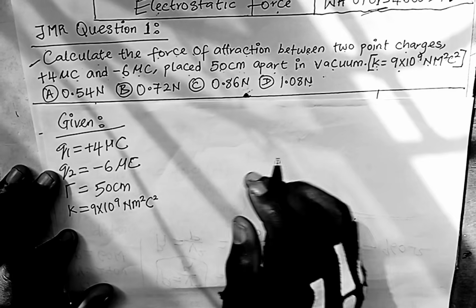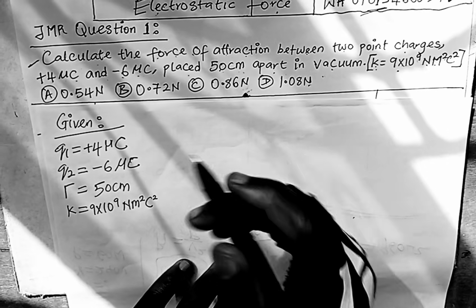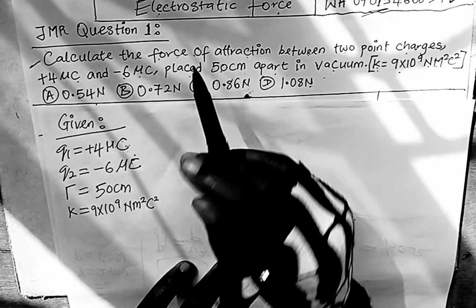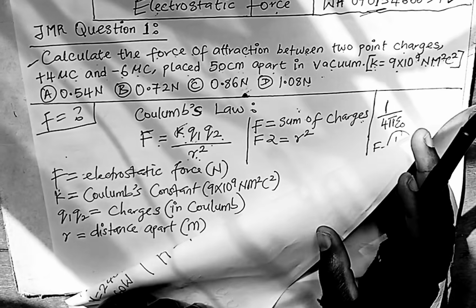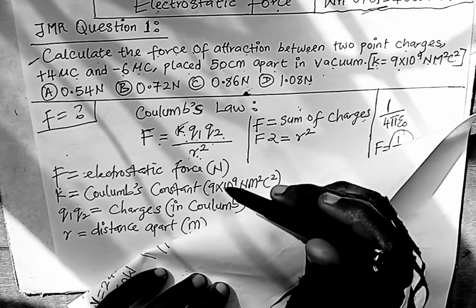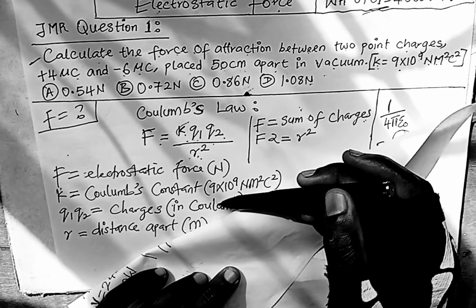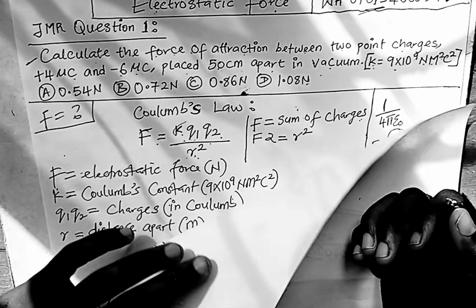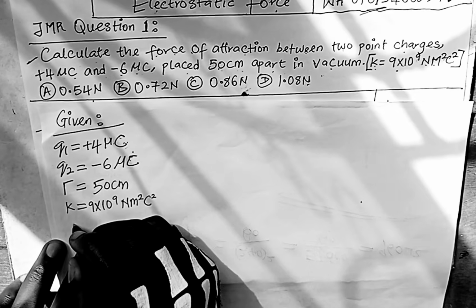All right, so if you look at this, it is a micro-coulomb, and all these are supposed to be in coulomb. Look at the charges, they should be in coulomb. Okay, so we have to convert.